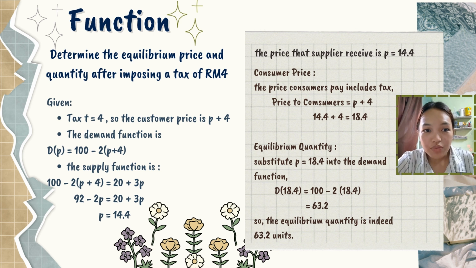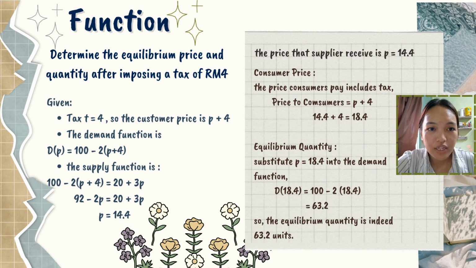To find the equilibrium price, which is the price where the quantity demanded equals the quantity supplied, we start by substituting the tax into the demand function. Since customers are paying an additional 4 ringgit, the price to them is p plus 4. We set up the equation 100 minus 2 in brackets p plus 4 equals 20 plus 3p. By expanding and solving this, we get 92 minus 2p equals 20 plus 3p. By isolating p, we find that p equals 14.4.